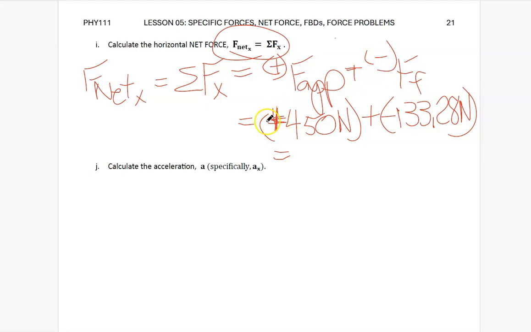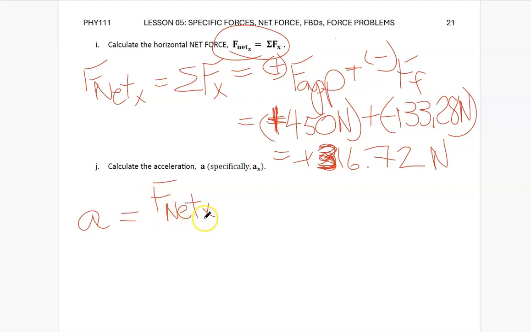One is positive and one is negative. It's very important at this point to have the directions, and this sums to 316.72 newtons in the positive direction. And why is it the positive direction? Because there has to be a net force in the positive direction for us to have a net acceleration in the positive direction. Well, the acceleration is easily calculated once you have the net force in the x direction.